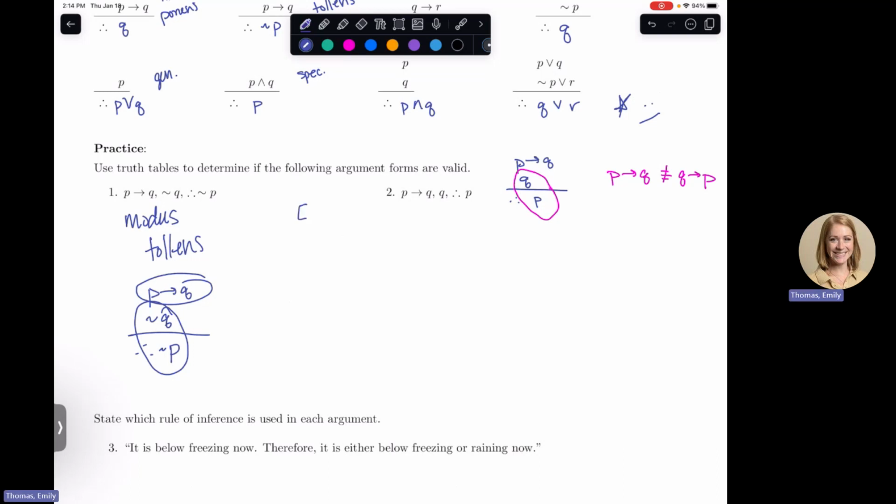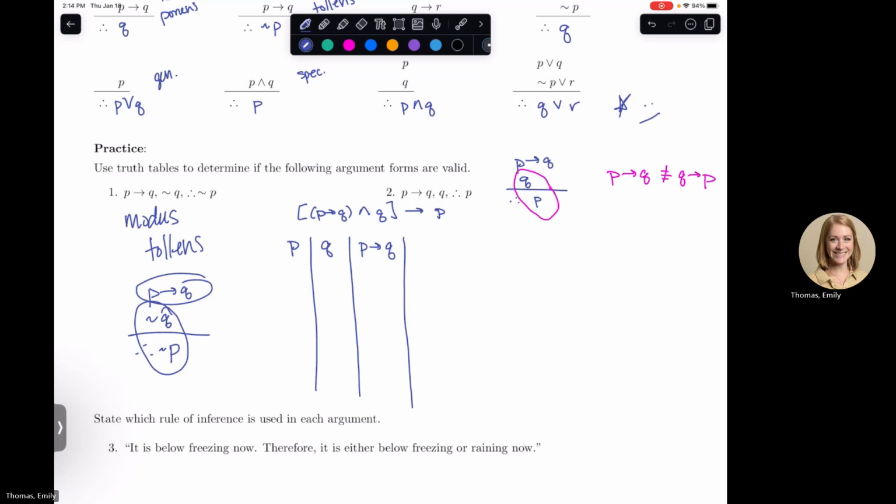Our truth table will look like this. P implies Q and Q, so premise 1 and premise 2, implies our conclusion P. Our first two columns are normal: P, Q. And then I'm going to do P implies Q. I'm going to call this 1 and this 2. I'm going to say 1 and 2. We'll call that star implies P for my conclusion.